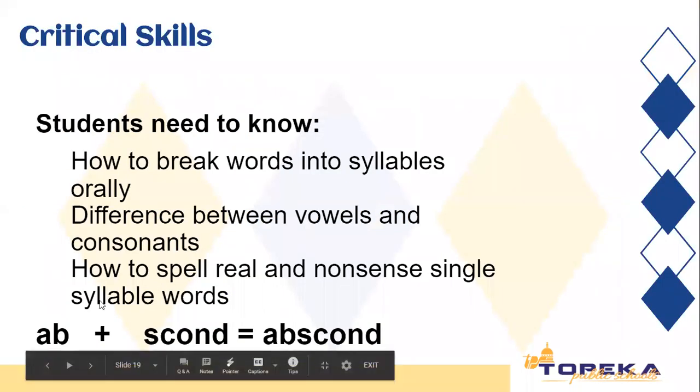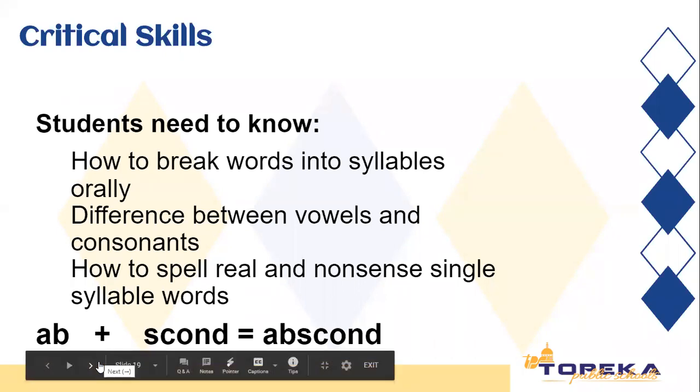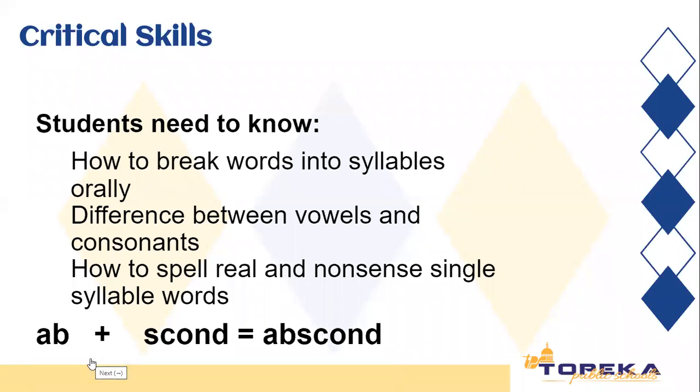So let's look at a couple of critical skills that students need to have. First of all, students need to know how to break words into syllables orally. Again, that is something that students work on in the primary grades, especially our pre-K kinder friends, looking at how we manipulate language orally. The difference between vowels and consonants. You might be quite surprised to find out how many students, even in the intermediate grades, struggle to remember vowels versus consonants. Ask your students, what are the vowels? And see what they say. You might see that a few students have to ponder for a moment.